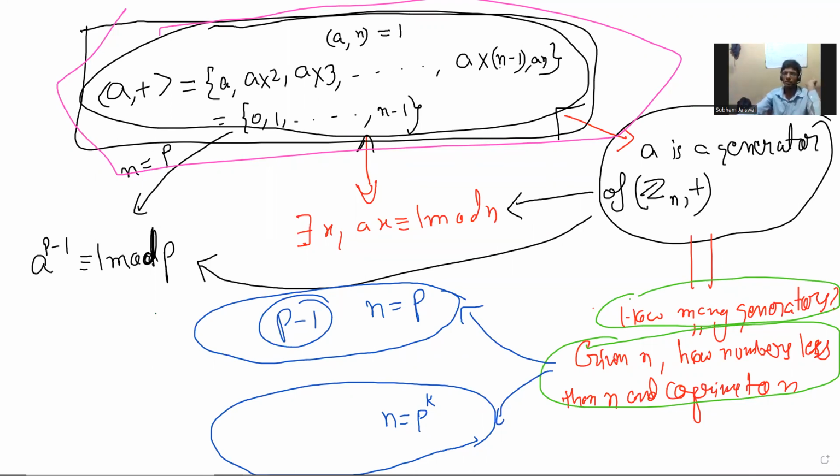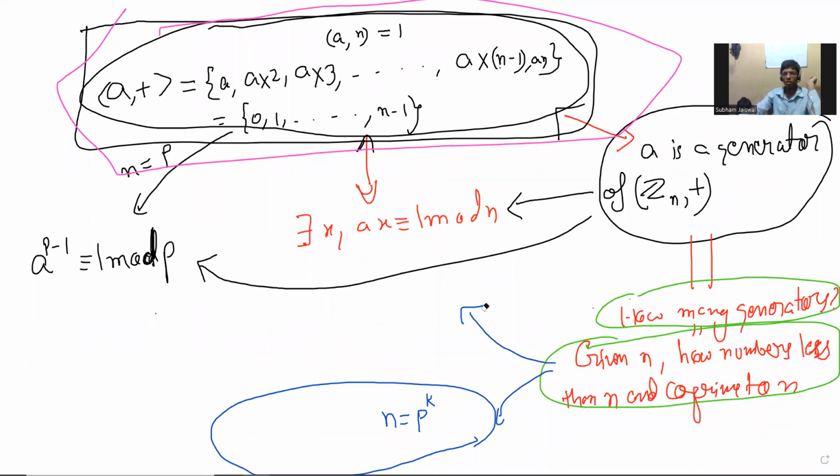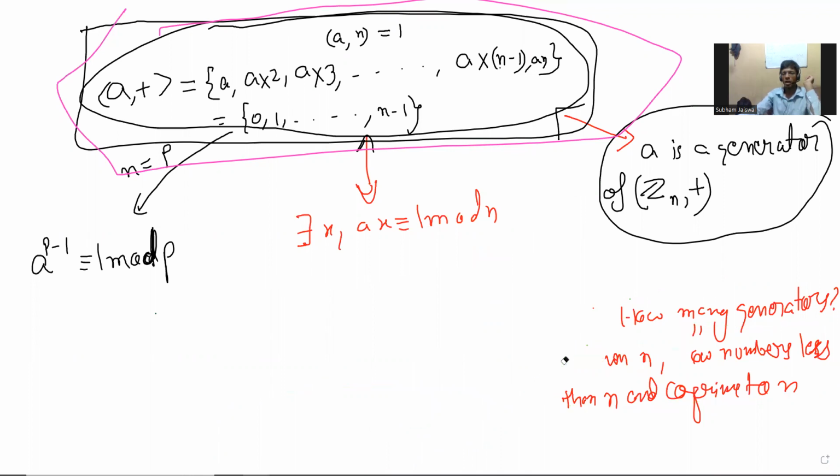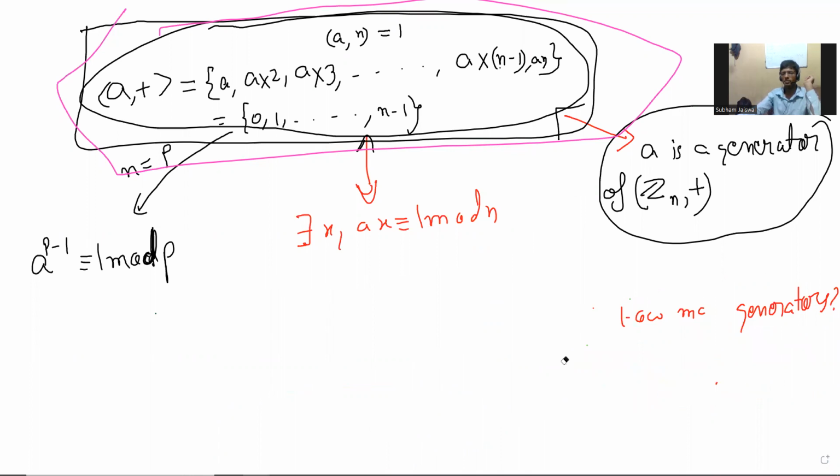Okay? So fine. You should note this down, if you want to try this. How many of them are co-prime to n?